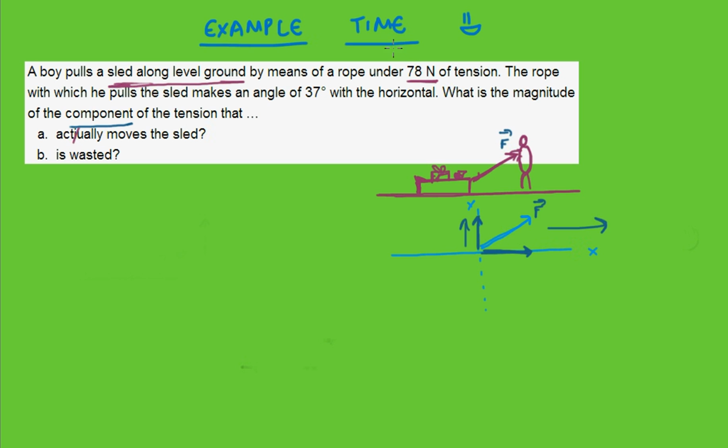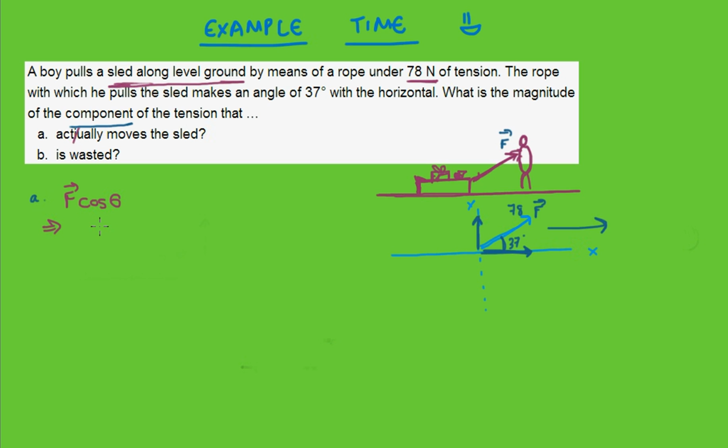And what they are saying is that the vector makes an angle of 37 degrees with the ground. So they're saying that this is 78 newtons too. So let's solve for part A first. What they're asking is, what is the tension, the force, that actually moves the sled? So the force is the x component, and what is the x component of the vector? That will be F cos theta, and theta over here is 37 degrees.